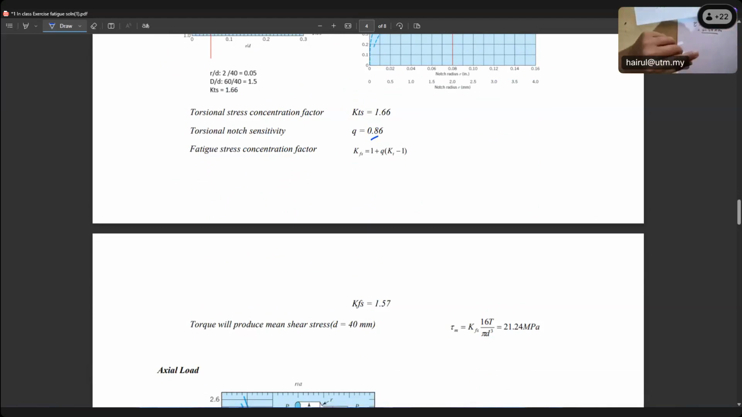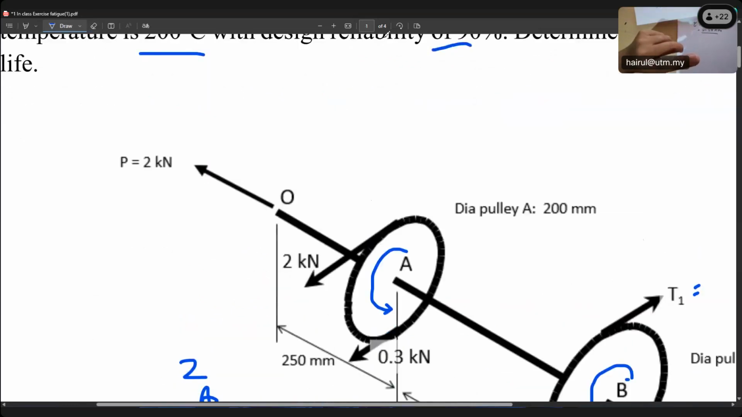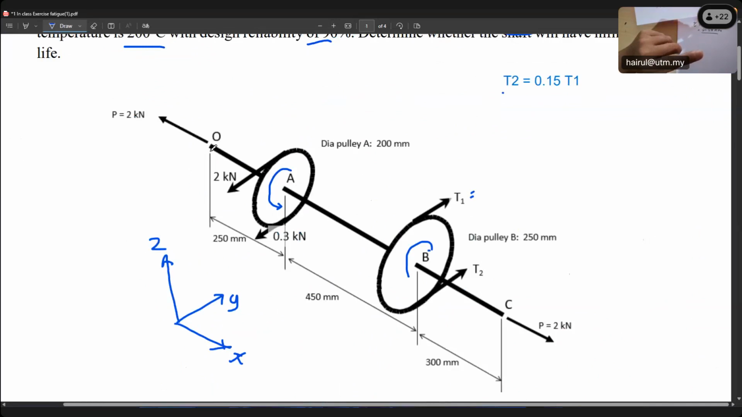Okay, one more thing, belum habis lagi. Look at it. It also stated that we have axial stress. Can you see that? Along OABC we have P2 kilonewton. We have axial stress, it means either OABC, they have axial stress along the shaft. Torsional stress only happens between A and B.